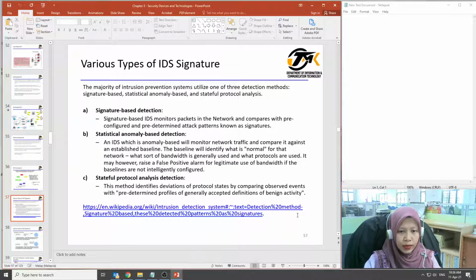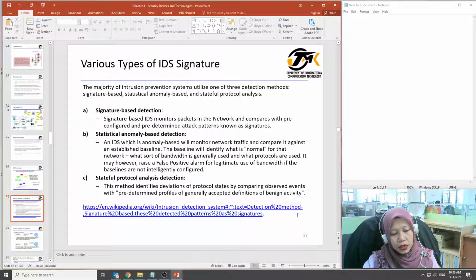This is very important. They actually have three types of IDS detection. The most used one is signature based detection. Signature based detection has been used for a long time, especially in antivirus, anti-malware, anti-spyware, and firewalls. In signature based IDS, packets in the network are compared with a pre-configured or predetermined pattern known as a signature.